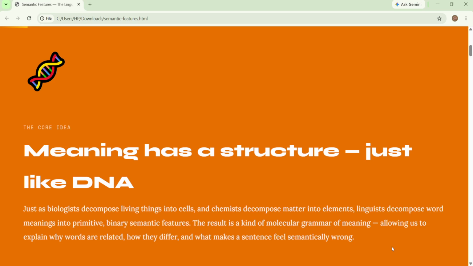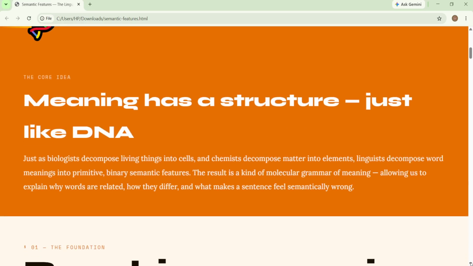So this is about semantic features, breaking up a word. Its meaning is important to analyze what features a word carries and whether they actually apply or not. And if the meaning is disrupted, then the sentence is semantically wrong. So that's what linguists do. So let's move forward.